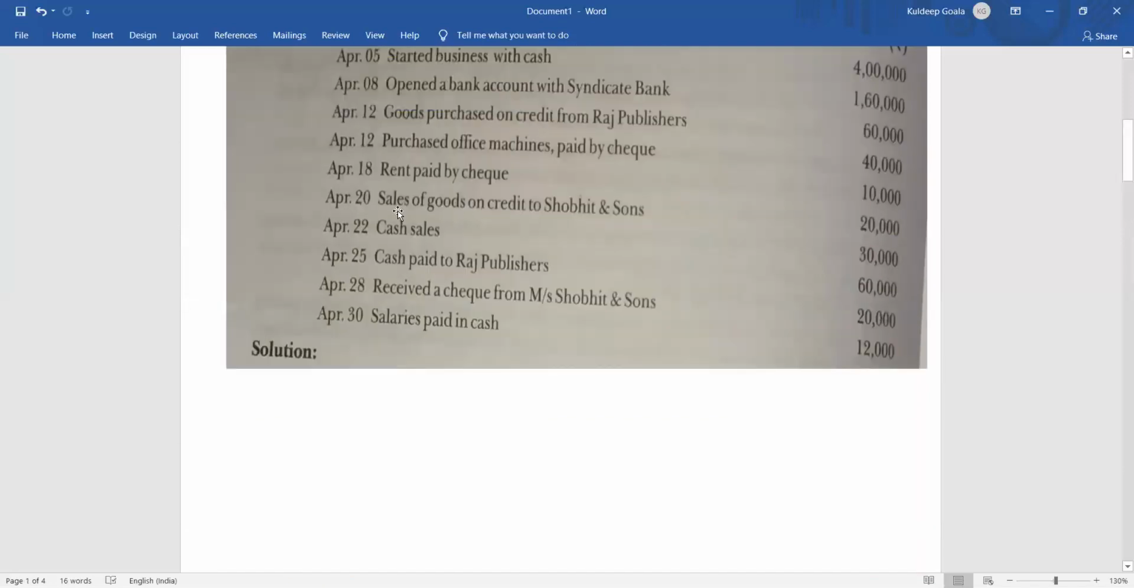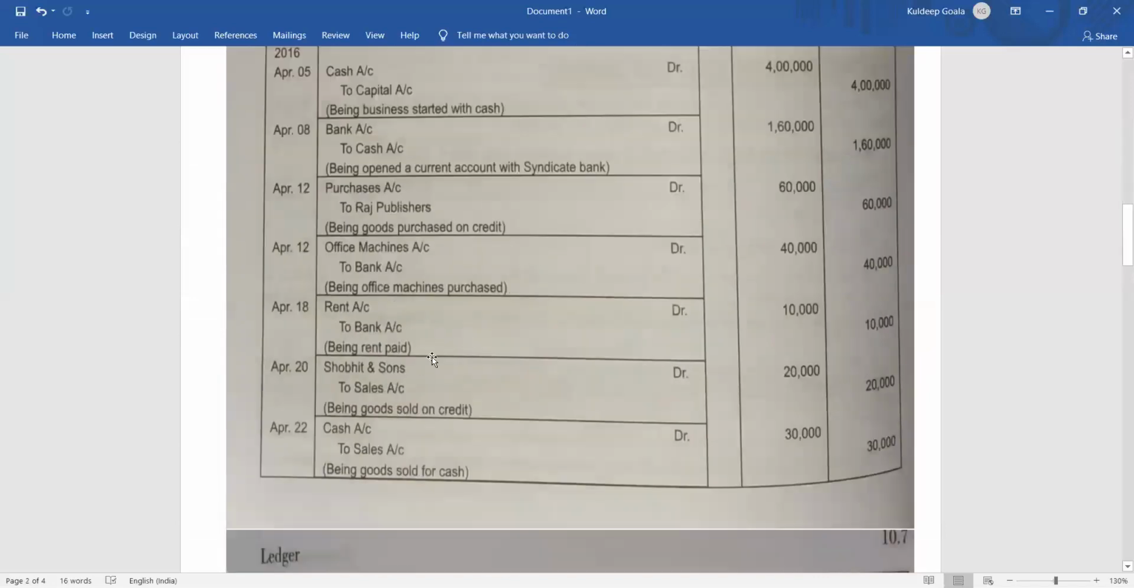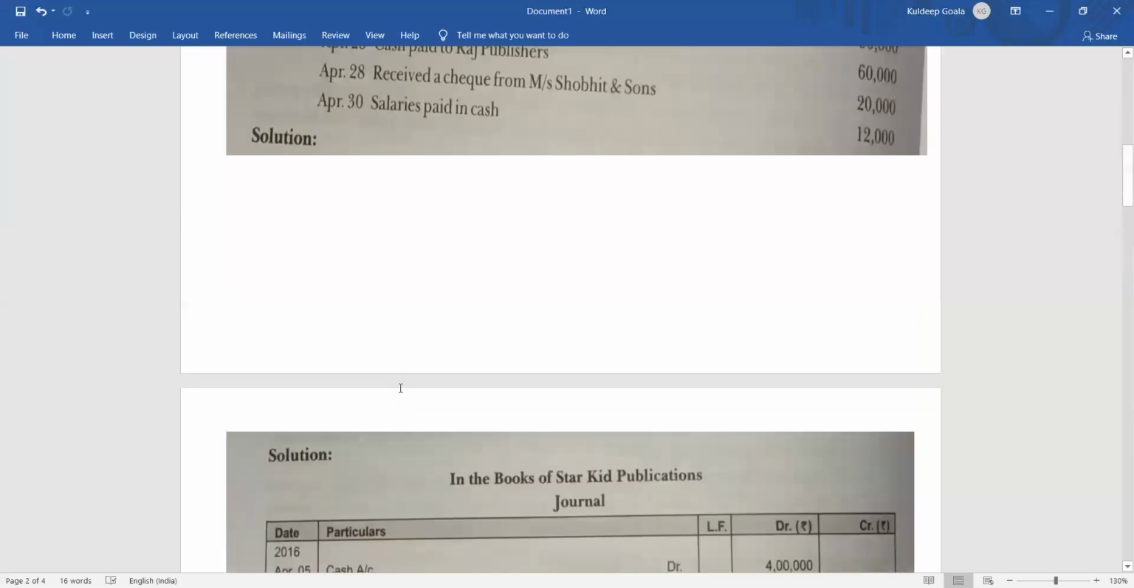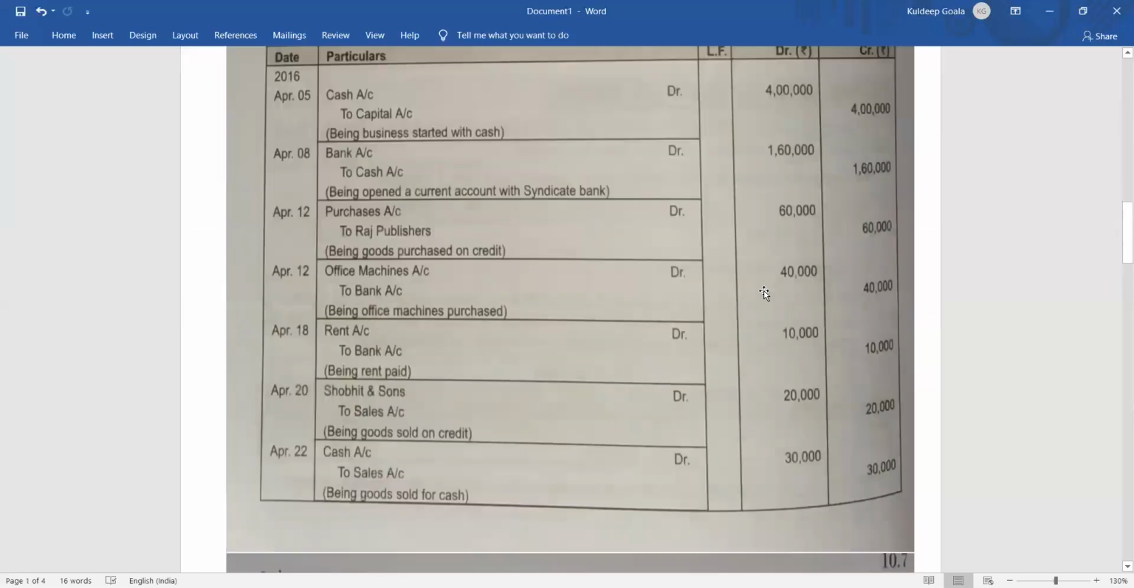So what happened next? Sale of goods on credit to Sobhit and Son. We are selling to him, so he's a receiver. Sobhit and Son will be debit to sales account. Here you can see the amount also. Sobhit and Son account debit 20,000 to sales account 20,000. So Sobhit and Son will be debited. The amount of sale was also 20,000. You can just confirm it. See. Okay.